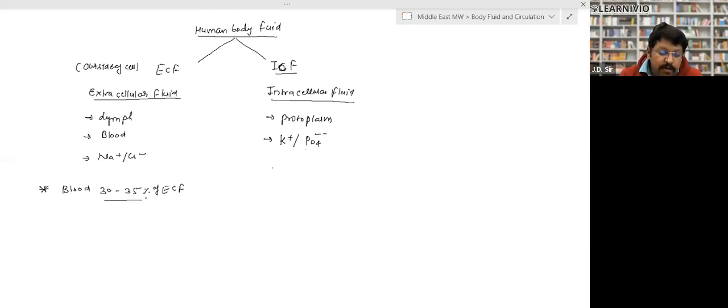Next point. An adult person of 70 kg weight contains approximately 5.5 liter of blood with pH value 7.4.